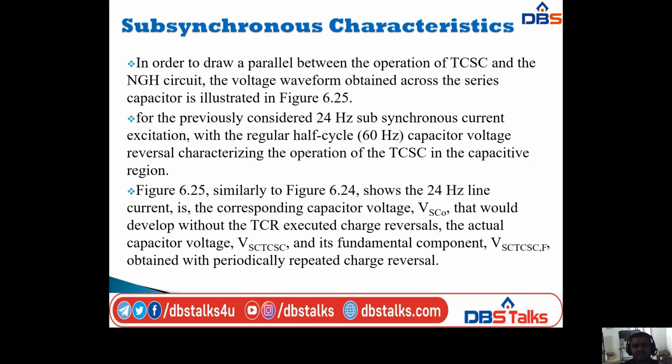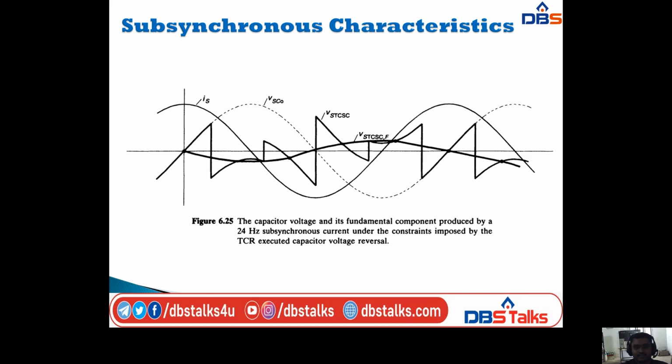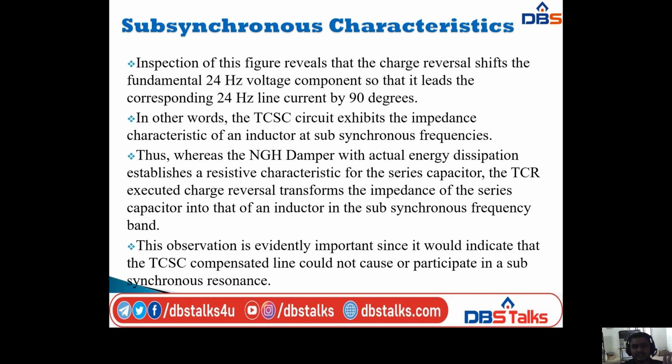So it shows the 24 Hz line current, that is IS, and the corresponding capacitor voltage, that is VSC0, that would develop without the TCR executed charge reversals. Okay, so the actual capacitor voltage, that is VS TCSC, and its fundamental component, that is VS TCSCF, obtained with periodically repeated charge reversal.